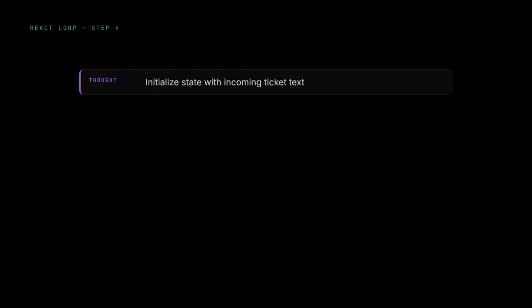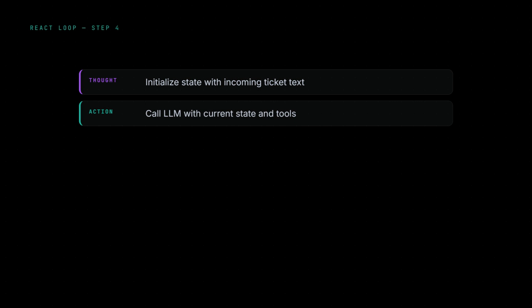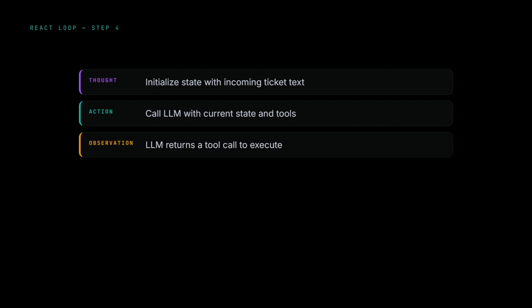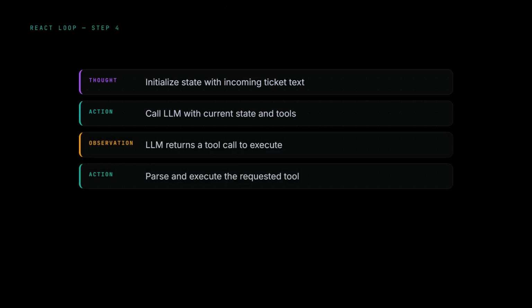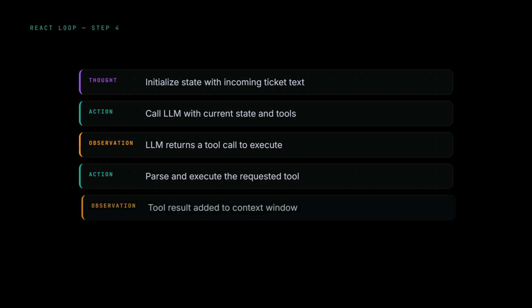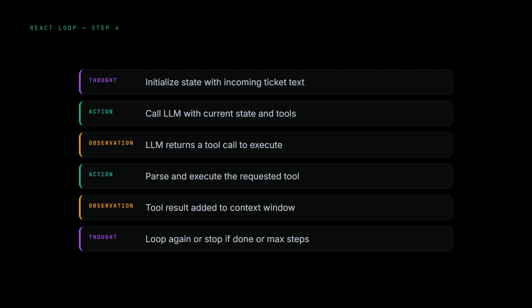Step 4. Implement the loop. Initialize with the ticket text. Repeat. Call the LLM with the current state and available tools. Parse the tool call. Execute the tool. Observe the result. Add it to context. Loop until the agent decides to stop or max steps is reached.